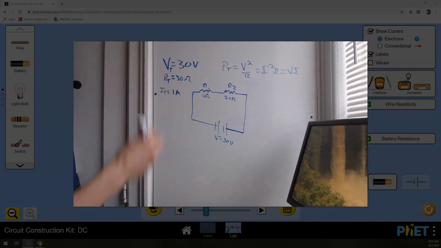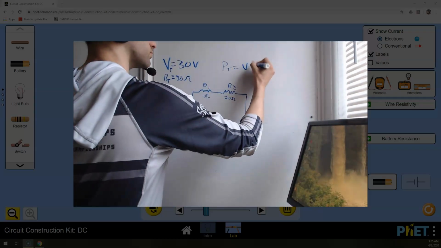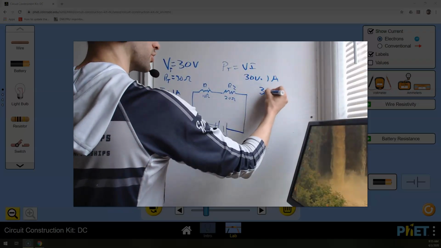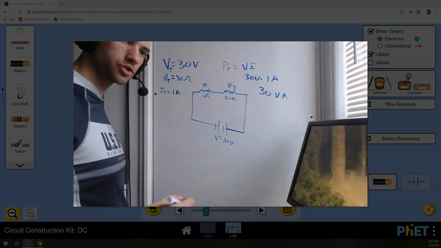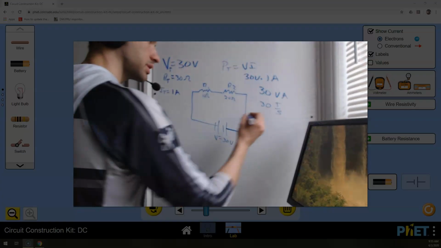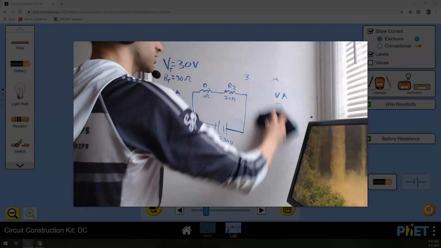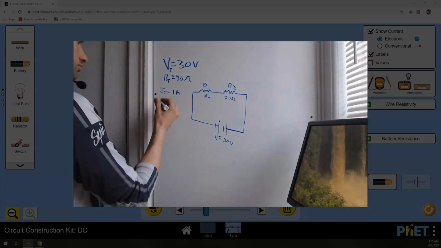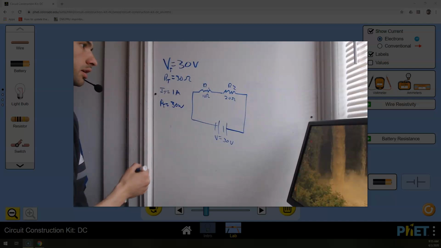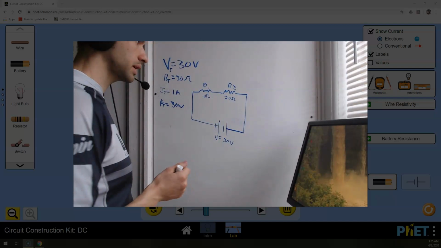I'm going to do, I don't know, VI. So I'm going to do 30 volts times 1 amp, which will be 30 volt amps, which is 100% correct, which would be 30 joules per second, which would be 100% correct, which would be 30 watts, which is 100% correct. So now I know that power total equals 30 watts. What if the question was how much power goes through R2? How much power does R2 dissipate?